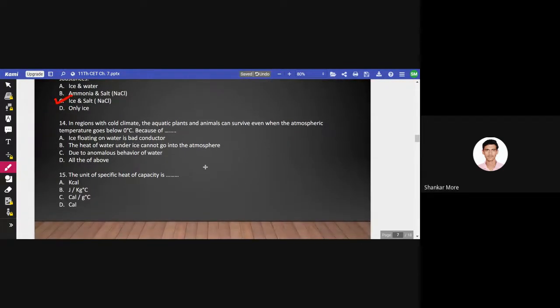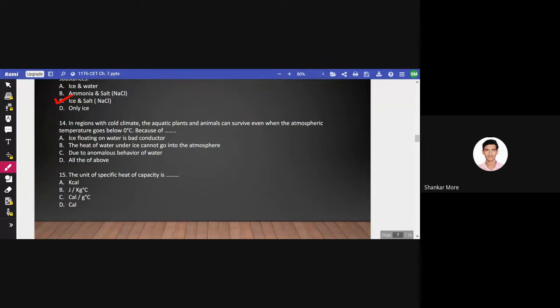Question 14. In regions with cold climate, the aquatic plants and animals can survive even when the atmospheric temperature goes below 4 degrees Celsius because of. Options are: option A, ice floating on water is a bad conductor; the heat of water under ice cannot go into the atmosphere; due to anomalous behavior of water; or option D, all of the above. So which option is correct?